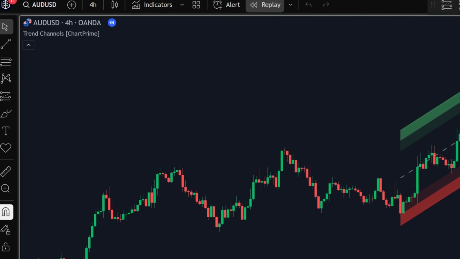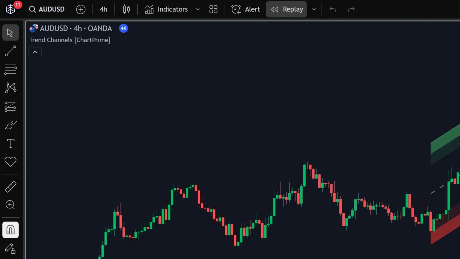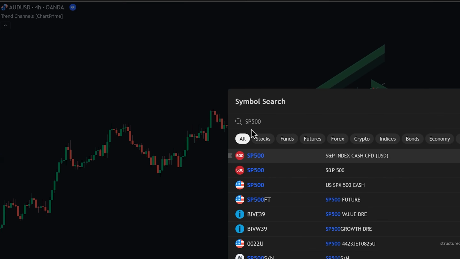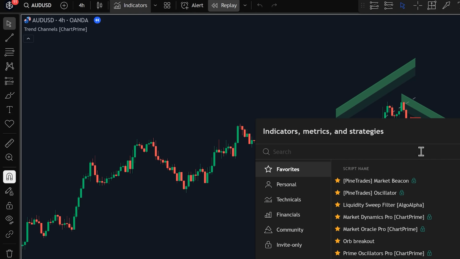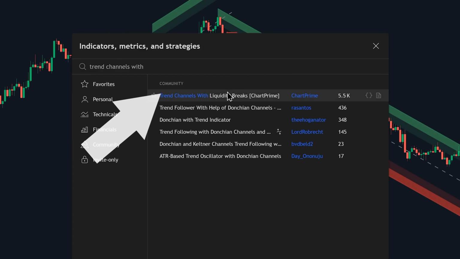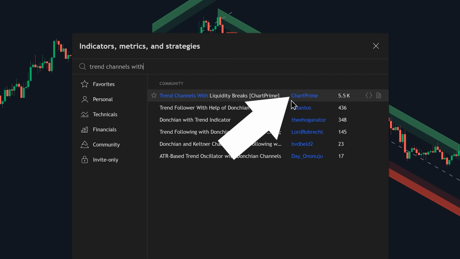Next, you want to load up any chart you like, say for example, the S&P 500 on the 1-hour time frame, and then you click on Indicator, then type in Trend Channels with Liquidity Breaks. It's going to be this one by ChartPrime.